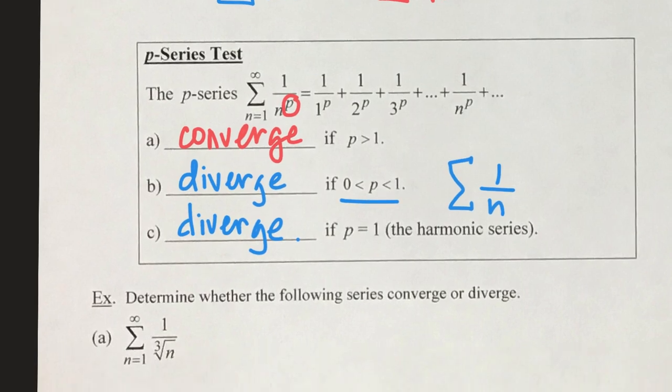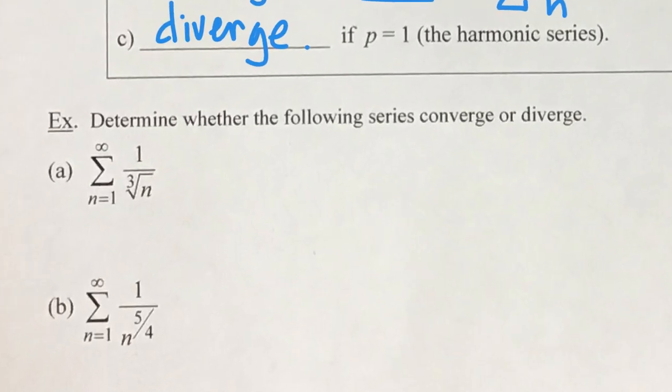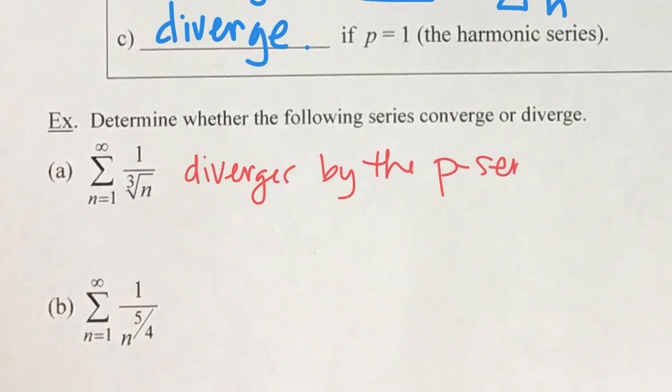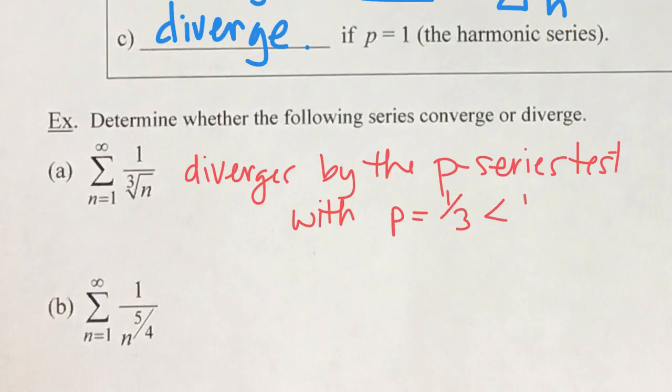So when we're looking at these, we just have to basically identify the power. So part A, would this one converge or would it diverge? This one would diverge. So we write with words, diverges by the p-series test, with p equal to what? 1/3, which is less than 1.